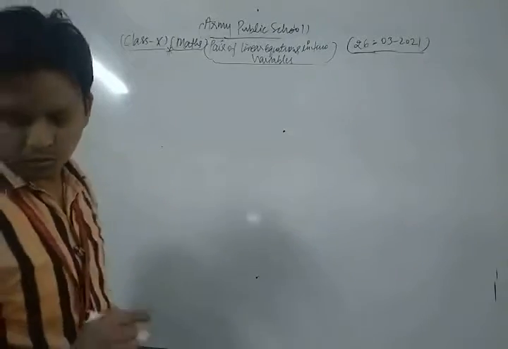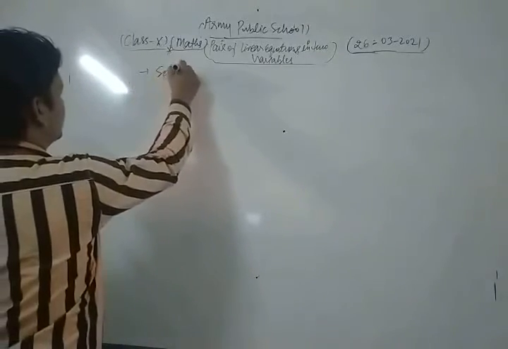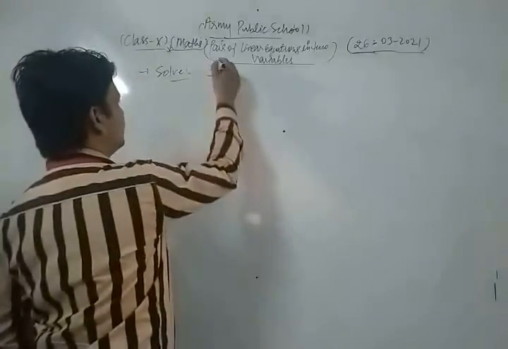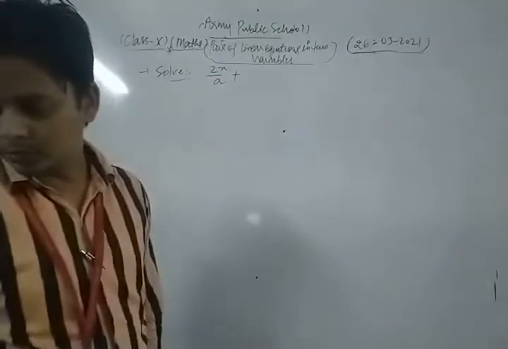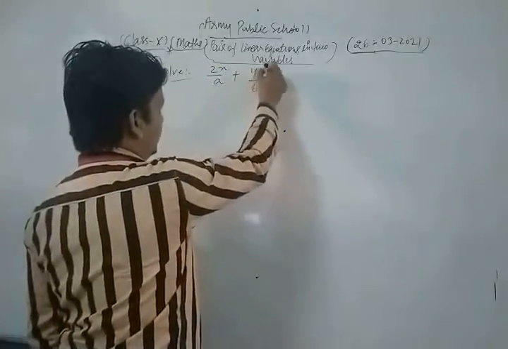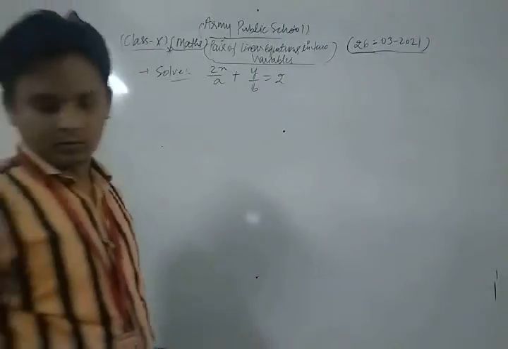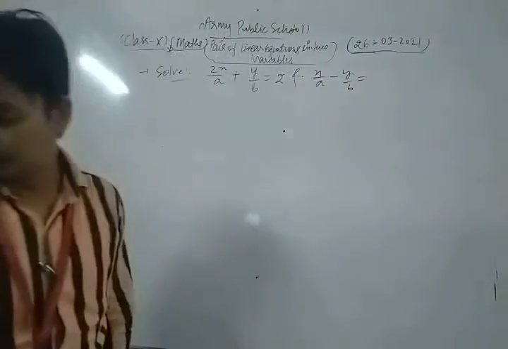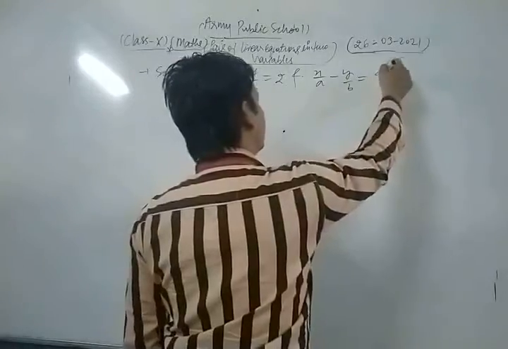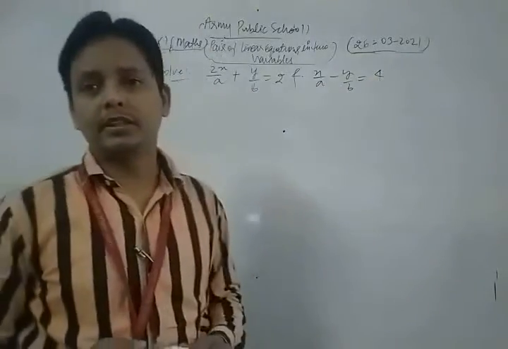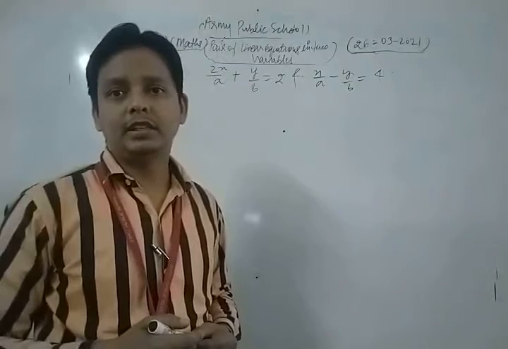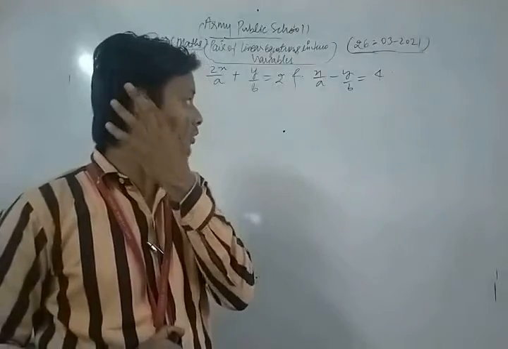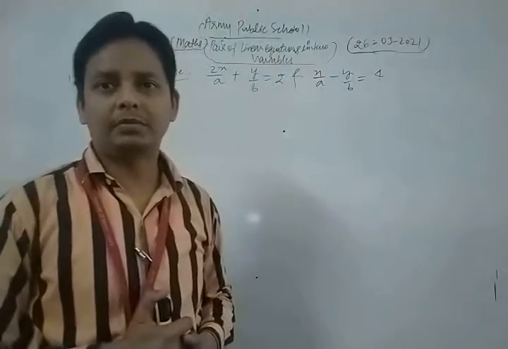The question is, solve 2x upon a plus y upon b is equal to 2 and x upon a minus y upon b is equal to 4. By which method? Dear friends, by substitution method. So let's see what is the process, dear friends, to solve that type of question. Let's see its solution.